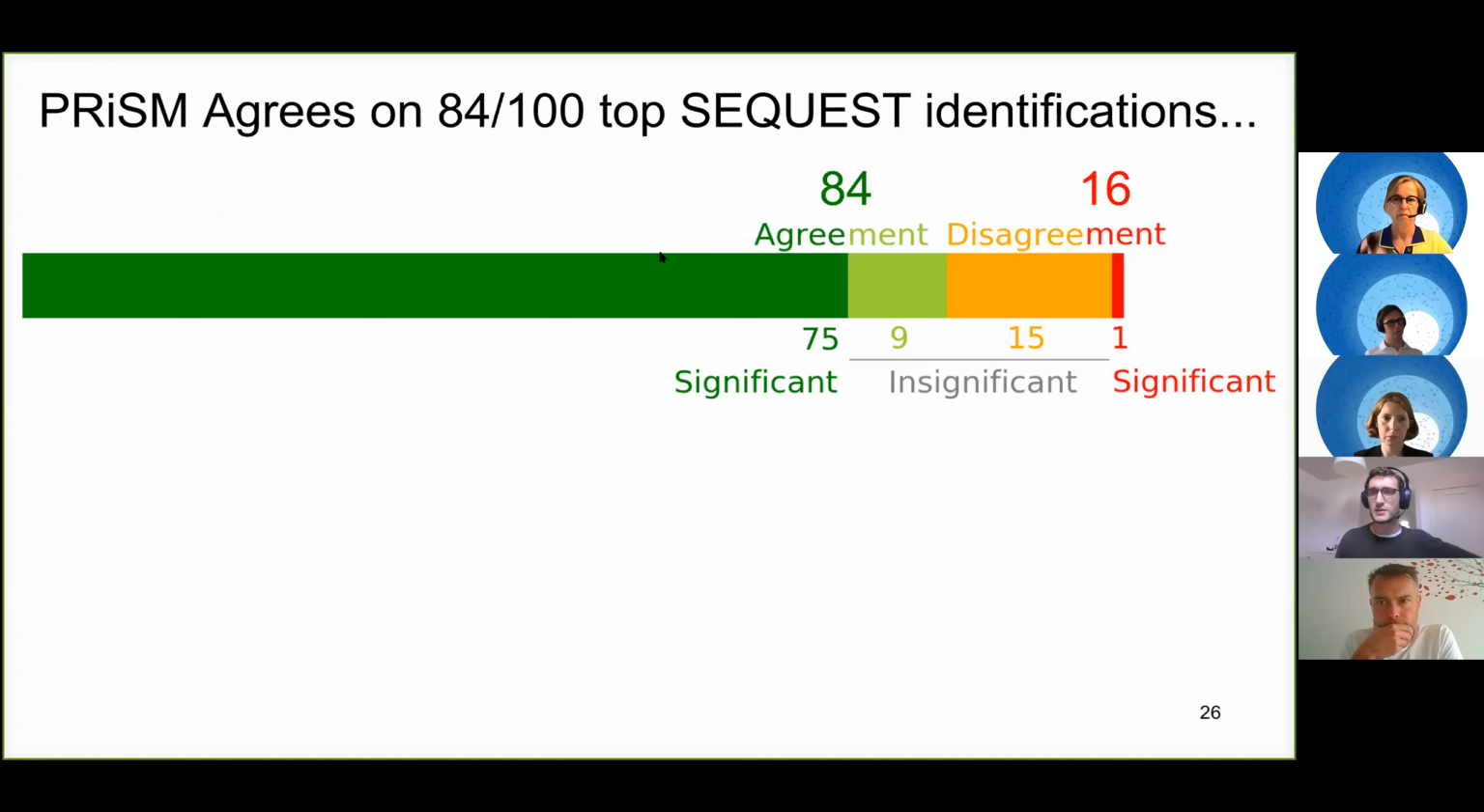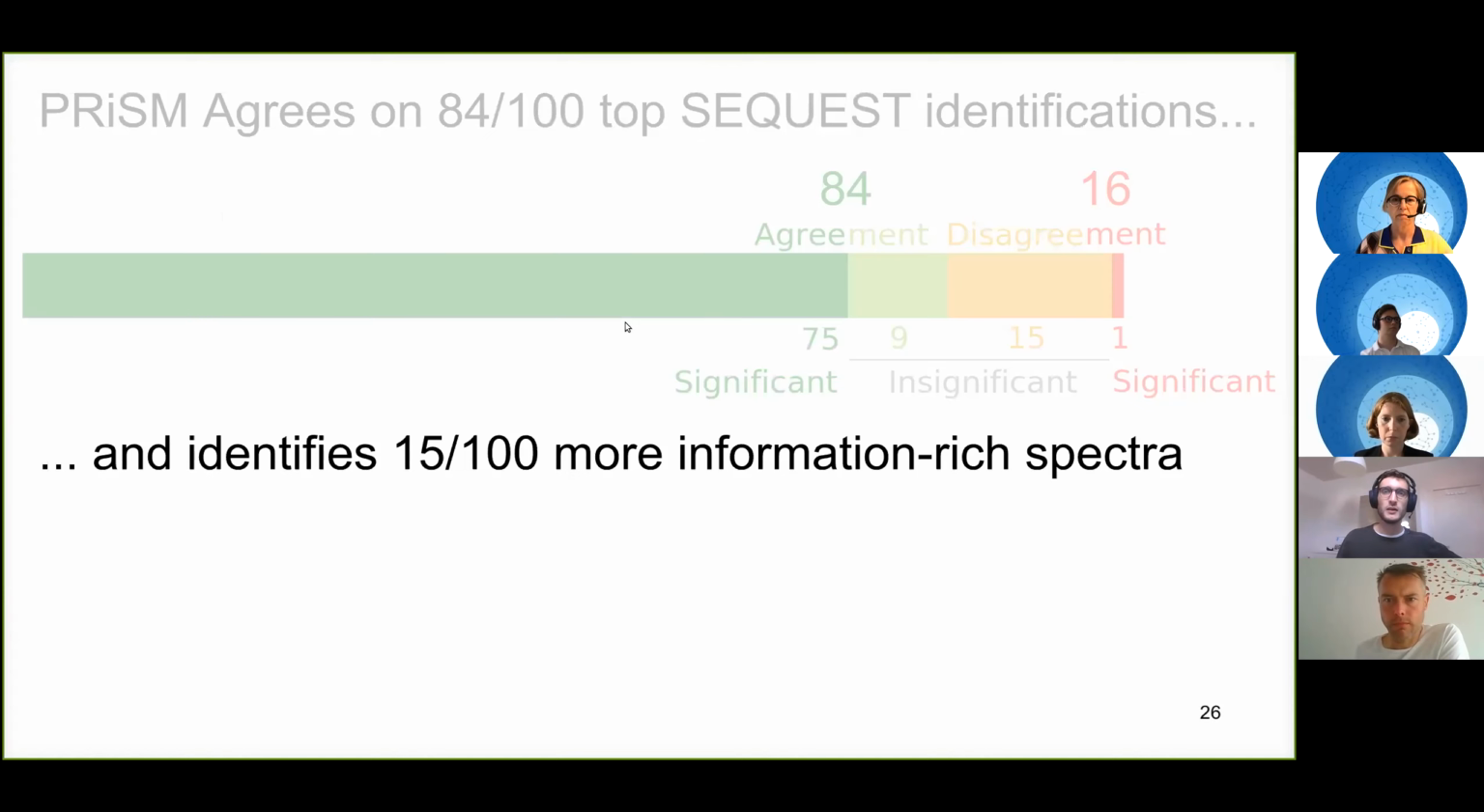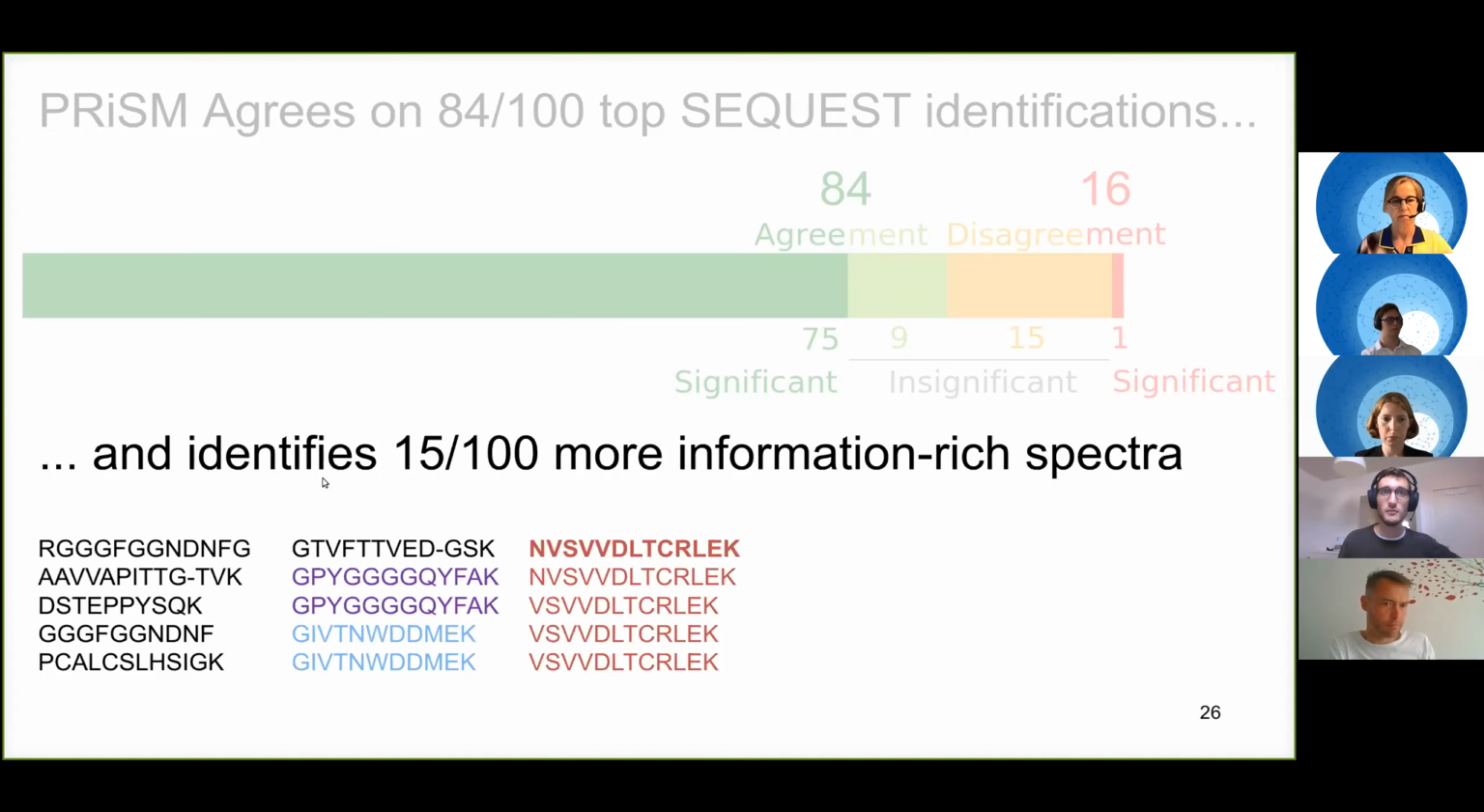Okay, that's interesting, but that's not what we were looking for, right? We wanted to cover up those blind spots. We want to find more than people were able to find at this moment. So we also ran Prism on 100 spectra that Sequest could not identify. And in 15 of those cases, we could already find significant results. I've shown them here. These are portions of protein code. And these 5 red ones over here all belong to the same protein, this protein right here.